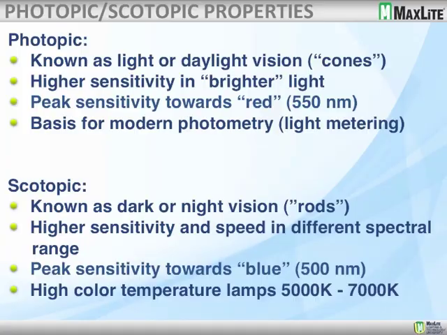Photopic, known as light or daylight vision, has to do with the cones in your eyes, higher sensitivity in brighter light, peak sensitivity towards the red, basis for modern photometry that we are still using today. Scotopic, known as the dark or night vision, has to do with the rods in your eye, higher sensitivity and speed in different spectral ranges, peak sensitivity towards the blue, and higher color temperatures, 5,000 plus.